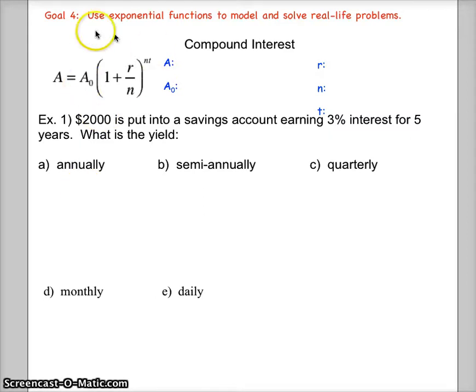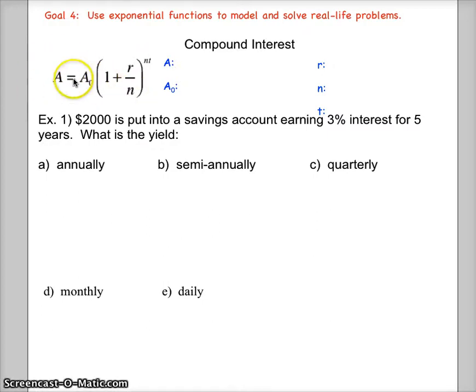To determine this, we are going to use this equation, this formula, which allows us to calculate compound interest. I will always give you this formula on quizzes and tests. So you do not have to memorize it, but it's important that you practice using it. Let's talk about what each of these values represent.